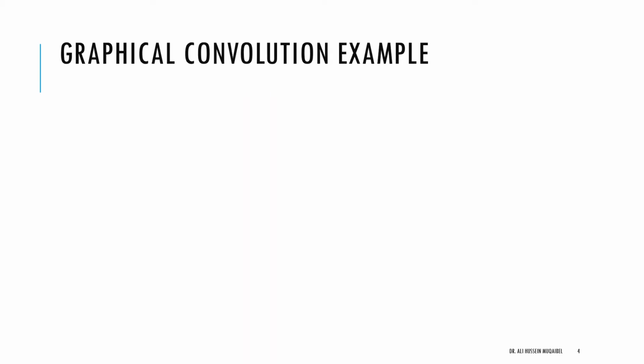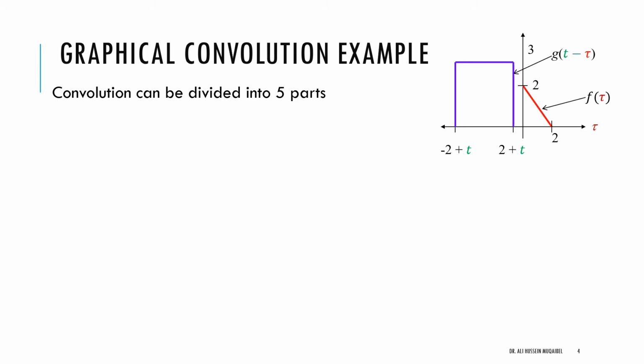Now we continue with the graphical convolution example. We can divide the convolution into different parts. We'll see why we have 5 parts. To start with, if you look at this figure here, we're taking the purple signal and we are shifting it from left to right. So we're starting from -infinity and then we are moving this signal in this direction. If you notice here, the red signal starts at this point, which is t equal to 0, while this index here is 2 plus t.